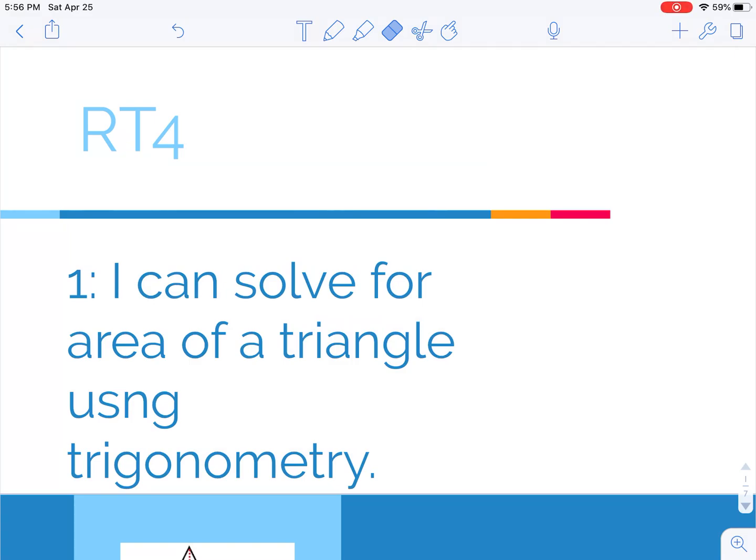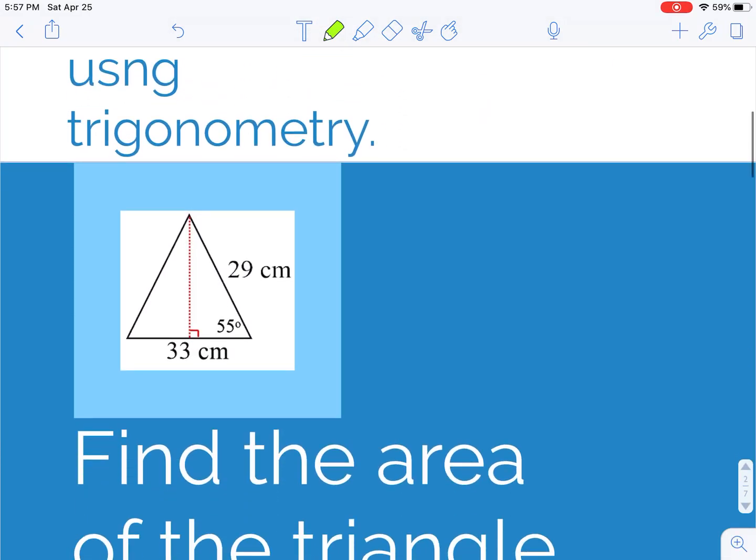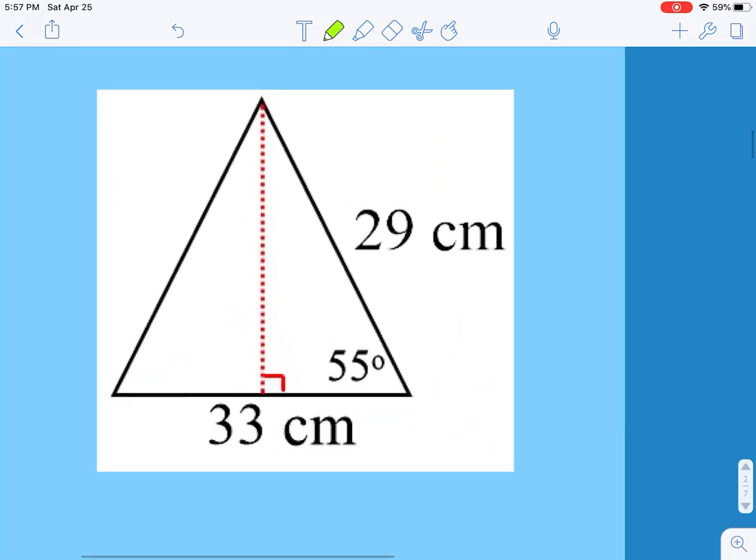So in RT4-1, we're going to use trigonometry to solve for the area of triangles, which is something you've actually already done, but we're going to notice patterns within it. So on this very first one, we're asked to find the area of this triangle. We're going to pay special attention to how we find the height. So my height is there. When I'm looking at my height, I'm going to focus on this right triangle.